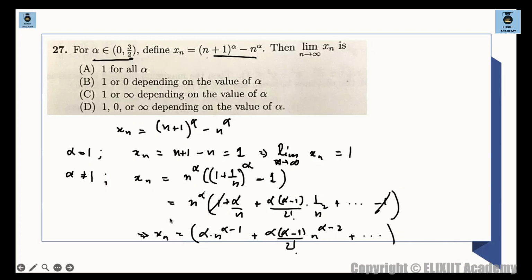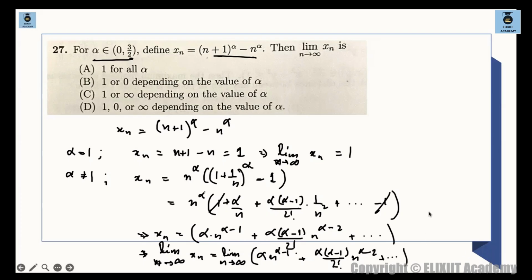What is the benefit we are getting from here? This is xn. If I take the limit n tends to infinity of xn, because that's what they have asked to find, this will become the limit as n tends to infinity of alpha times n raised to the power of alpha minus 1, plus alpha times alpha minus 1 and so on and so forth, basically whatever terms are there.